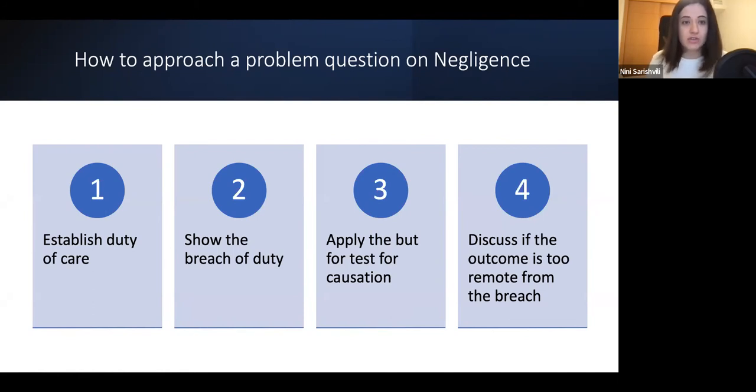After establishing that there is a duty of care, you need to show that the duty of care has been breached. This is shown if the defendant's conduct has fallen below the standard expected of someone in his shoes. Then apply the but-for test for causation: but for the defendant's negligence, would the injury have come about? Finally, discuss if the outcome is too remote from the breach, the remoteness requirement.